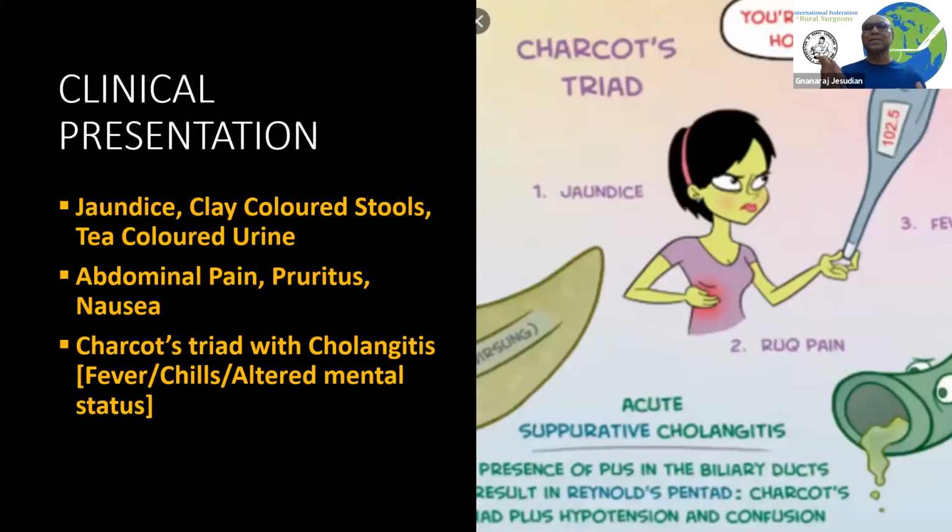They present as what we call obstructive jaundice. Classically, they have jaundice, and because of that, clay-colored stools and tea-colored urine. This is a classical presentation. If it is severe, it will lead to abdominal pain, mostly in the right hypochondrium, pruritus, severe itching, and then nausea and vomiting. If it is complicated, then we have what is called Charcot's triad, which indicates cholangitis: fever with chills, and altered mental status.